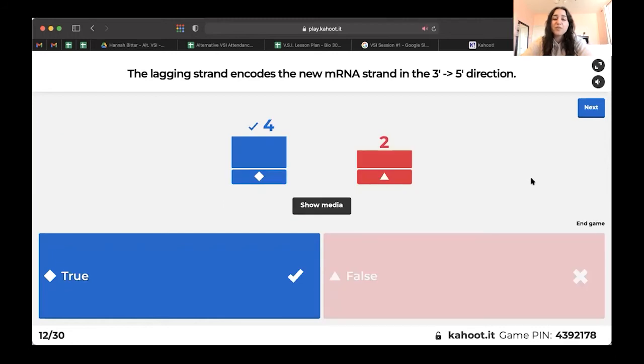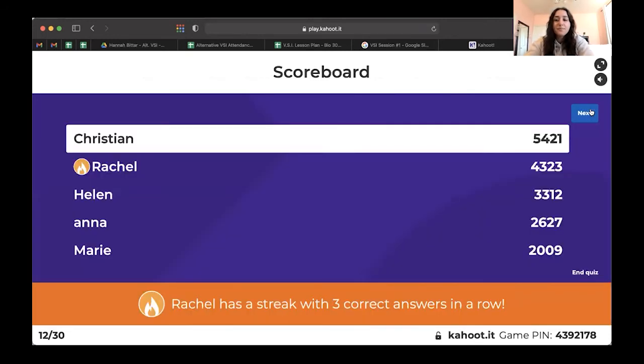Okay, I'm glad that most of you got this right. So the lagging strand is originally presented in 5' to 3'. So if it's originally from 5 to 3, then the new strand is going to be from 3 to 5. To tackle this question, just think, what is the lagging strand originally in? It's originally in 5' to 3', so the new strand will be the opposite. And if there are any questions about this, just put them in the chat.